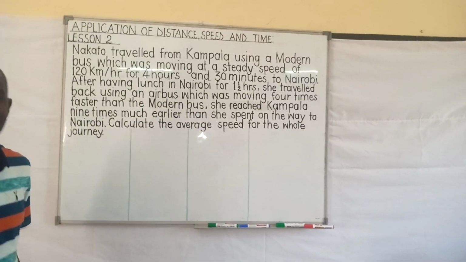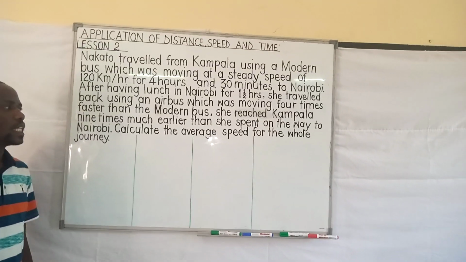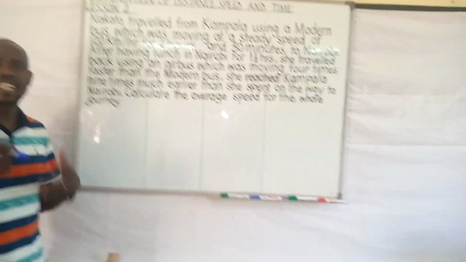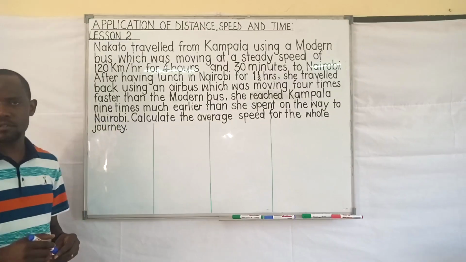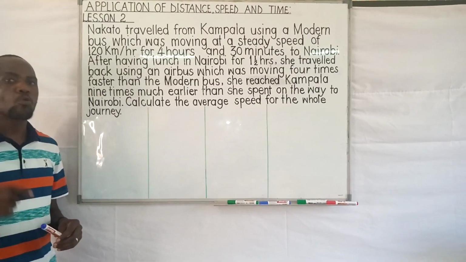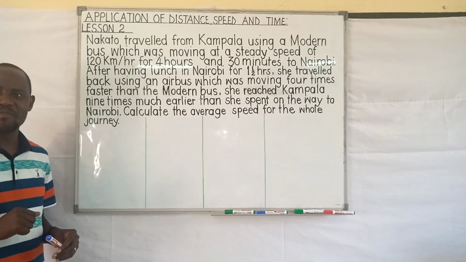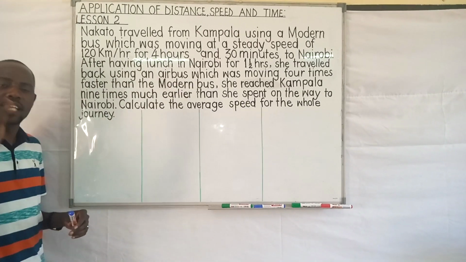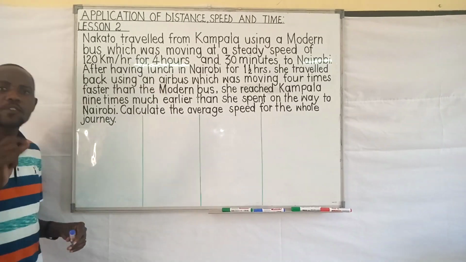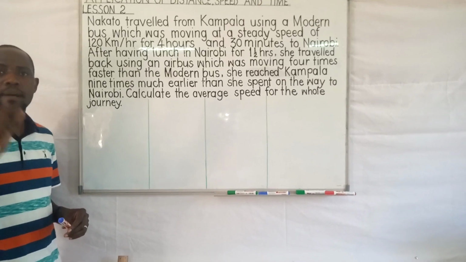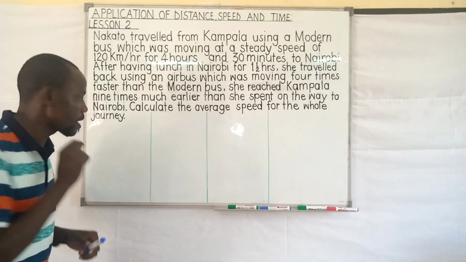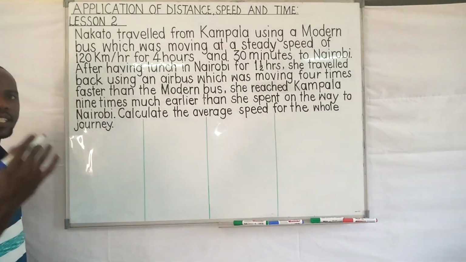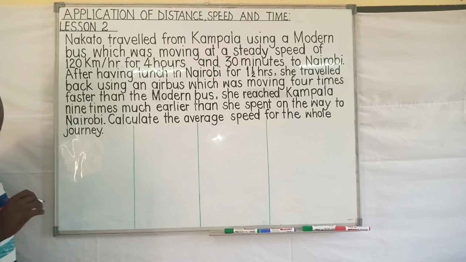Kick off the question now. Step number 1 is to understand that this is a to and fro journey, but using different means of transport. Therefore, we don't expect distance to be the same. The distance will be different. So we begin by first of all calculating the distance covered by the modern bus.